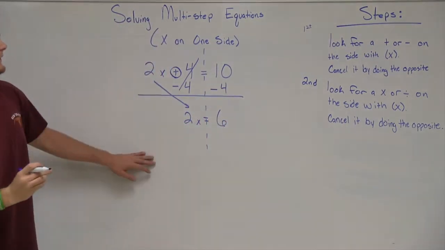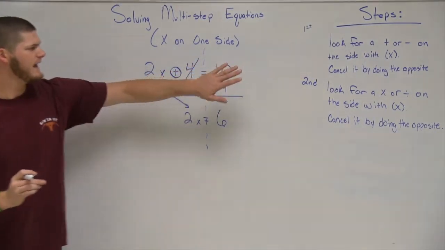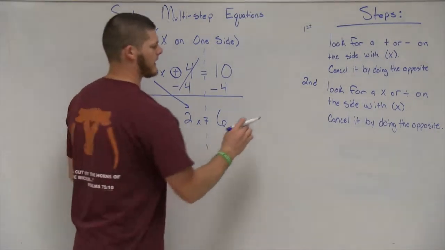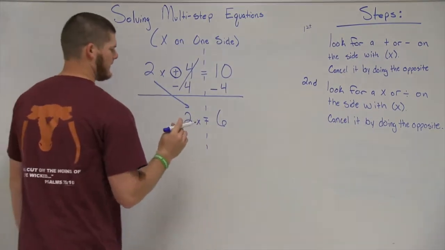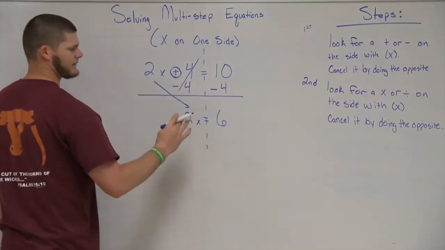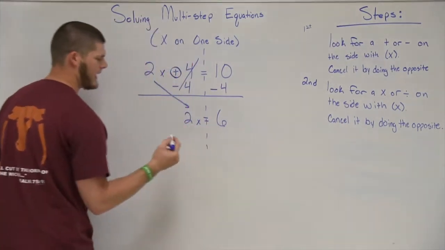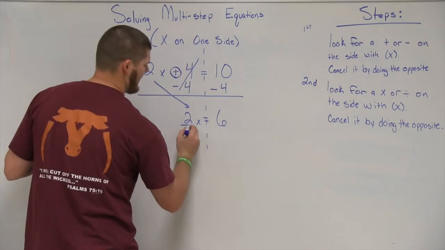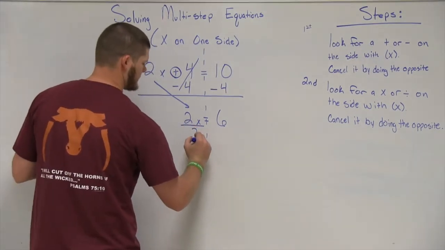Alright, so we've done our first step. We need to go back and check again to make sure we don't have any more plus or minuses, which we don't. Then we look at our second step. Look for a multiply or divide on the side with x. Alright, 2 times x. Well, we have a multiply, so we go to our second part, cancel it by doing the opposite. To do the opposite of a multiply is a divide. So we would divide by the number we're multiplying by, which is 2.